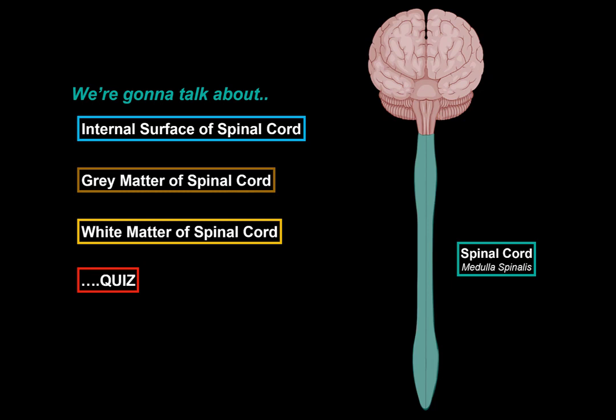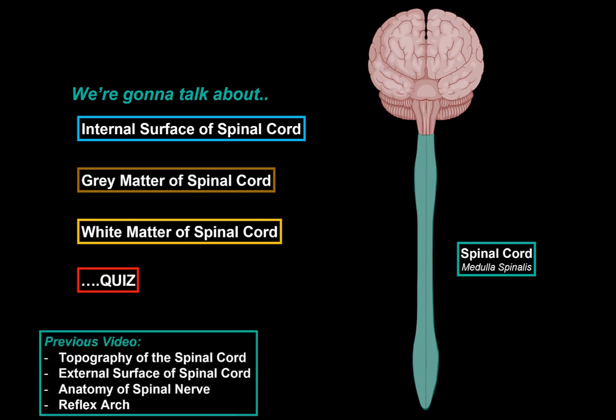In our previous video, we looked at the topography and the external structures of the spinal cord, as well as the anatomy of the spinal nerve and the two types of reflex arches we have through the spinal cord. So if this is the first time you're studying the spinal cord, I recommend you watch that first, because this video will make much more sense with you knowing the external surface of the spinal cord.